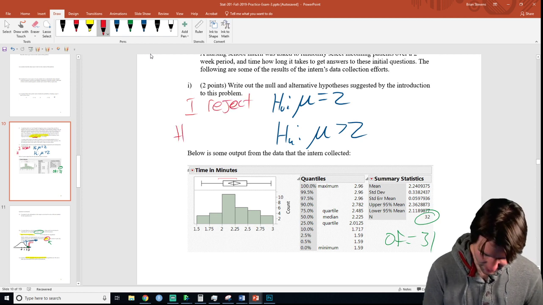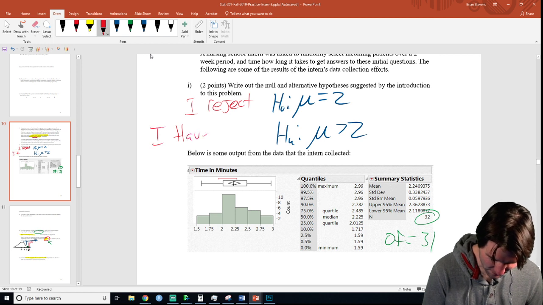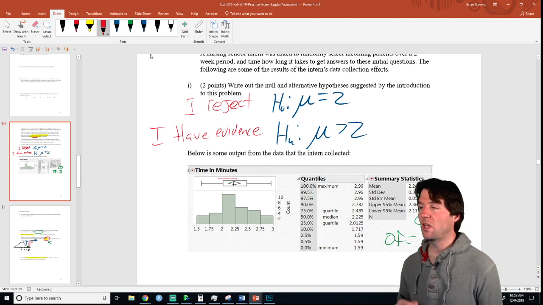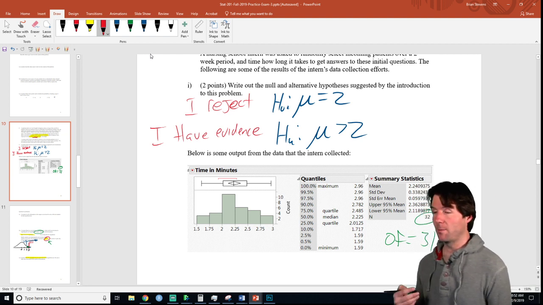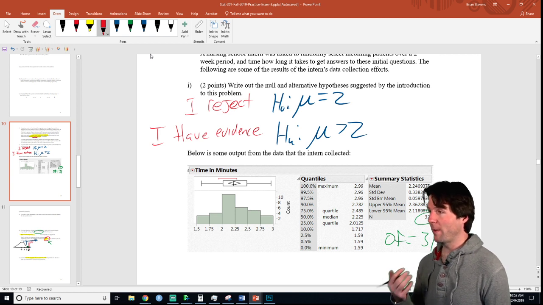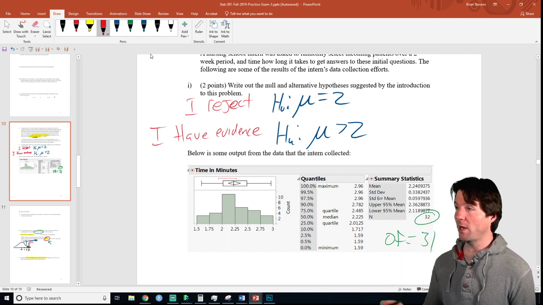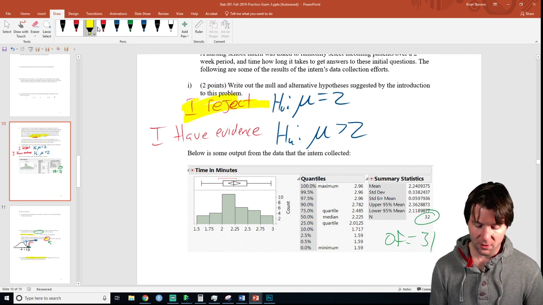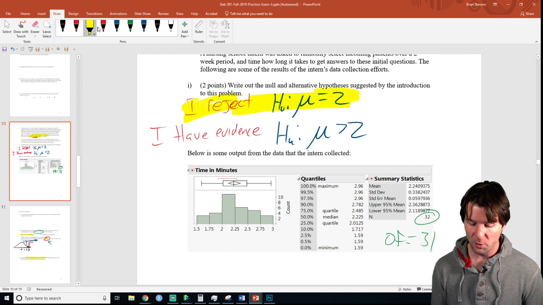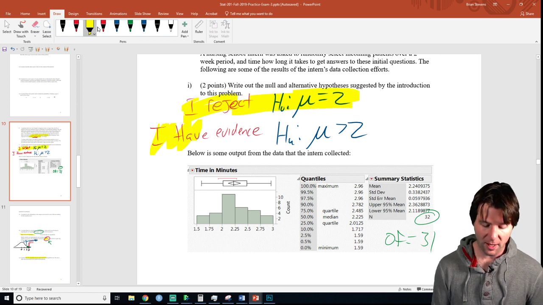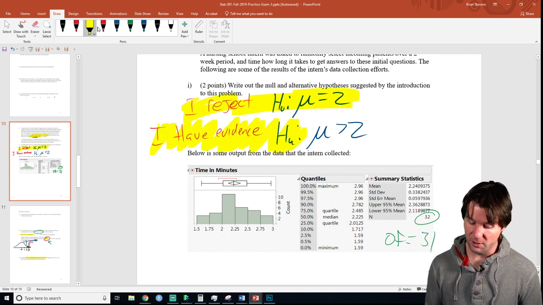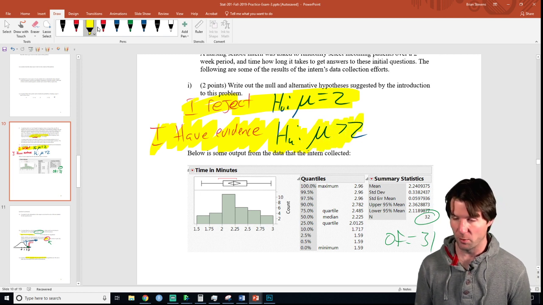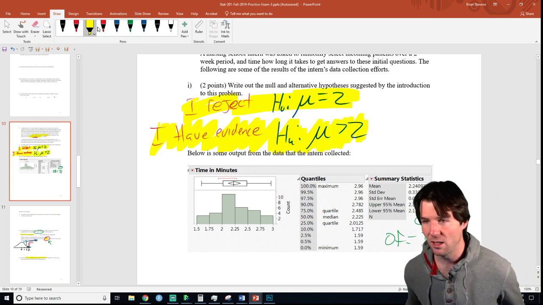I have evidence. So what would you say? I reject that the true waiting time in the waiting room is 2 minutes. I have evidence that the true amount of time people wait in the waiting room is greater than 2 minutes. So using this right here, listen how we read it. I reject the null hypothesis that the true waiting time in the room is equal to 2 minutes. I have evidence that the alternative is true, that the true waiting time in the waiting room is greater than 2 minutes.